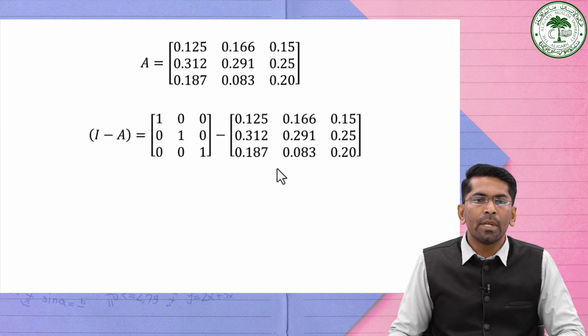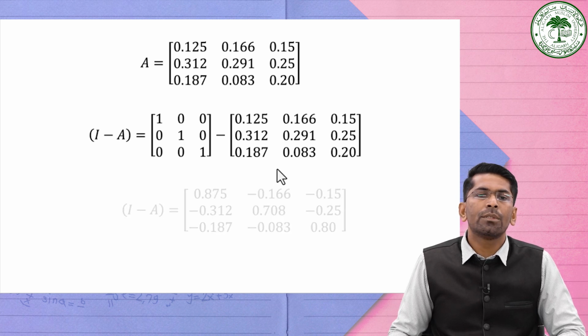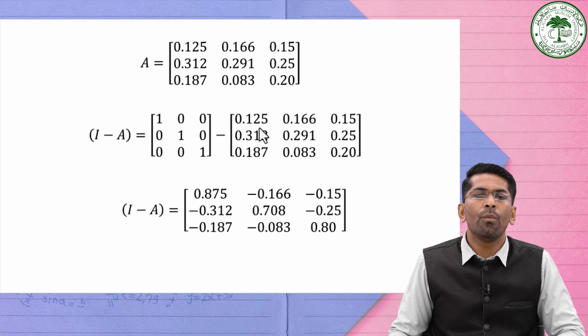So we introduce a 3 by 3 identity matrix and then subtract the technical coefficient matrix. If you subtract these two matrices, you will get 1 minus 0.125 which is equal to 0.875, 0 minus 0.166 which is equal to minus 0.166, then 0 minus 0.15 which is equal to minus 0.15, then in the second row 0 minus 0.312 which is equal to minus 0.312, then 1 minus 0.291 which is equal to 0.708, and accordingly we can also subtract the remaining elements.